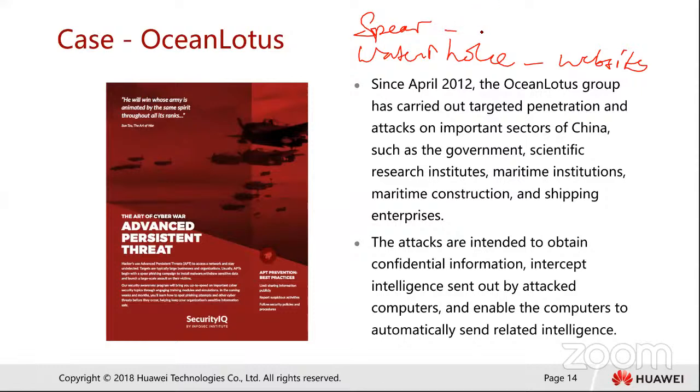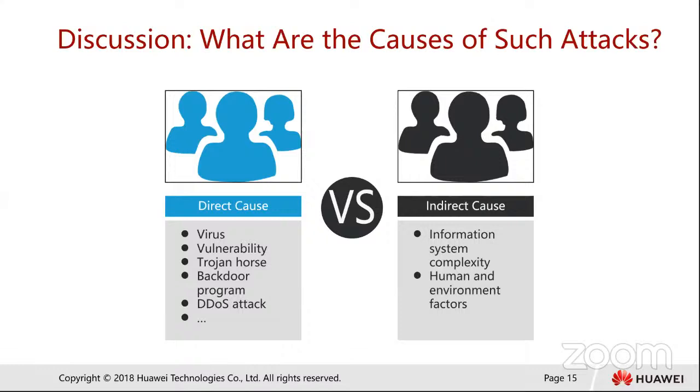With spear phishing, what they used to do was send you a Trojan horse in the form of an attachment in your email, with an attractive heading, like let's say salary reform or presidential address. And then when you open that attachment and download it on your computer, your computer is infected.